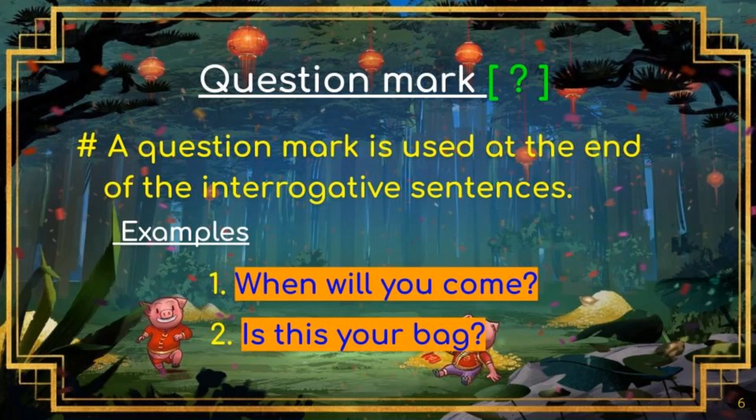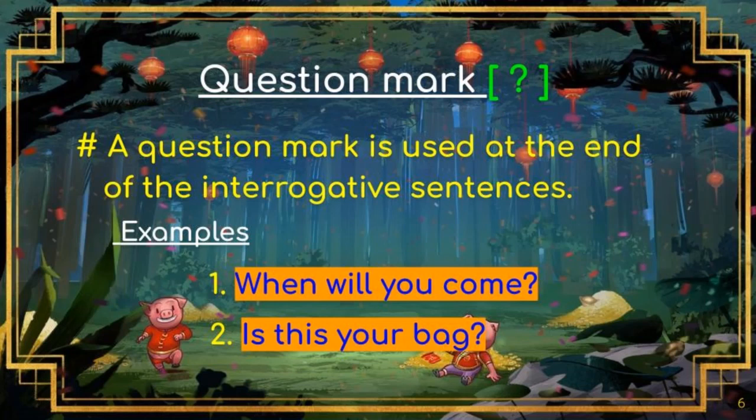Okay students, already we have learned that two types of questions are there. One is WH question type and another one is yes or no question type. Students, here two examples are given. One is, when will you come? So it is an interrogative sentence because it started with an interrogative word, and at the end of the statement we put a question mark.